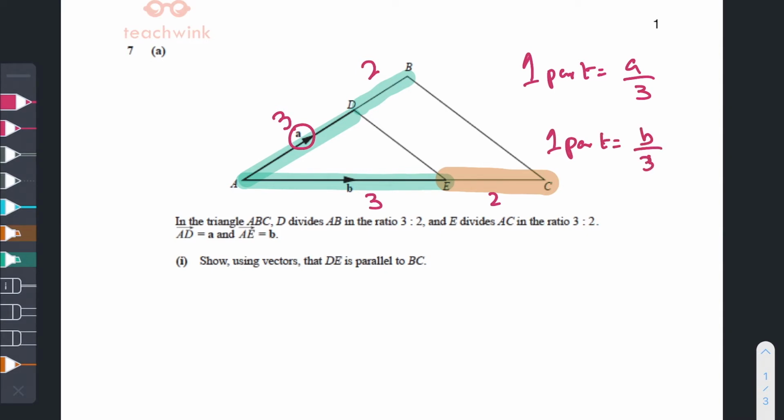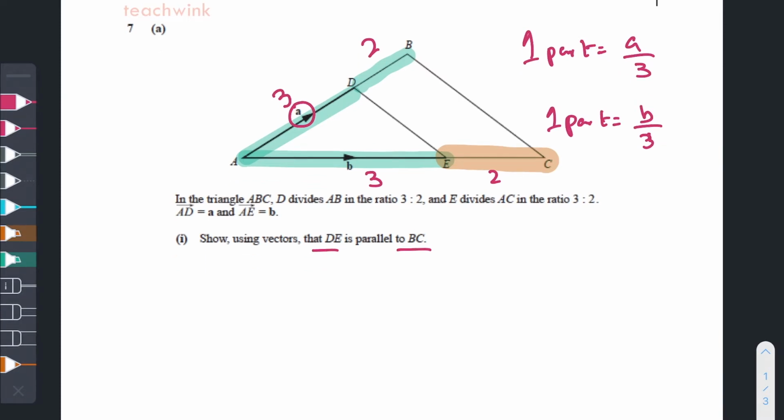Now, the question says show using vectors that DE is parallel to BC. In order to show that, first let's find what DE is. In order to find DE, you go from D to A, that is negative A, and then you go from A to E, which is positive B. Now, let's find BC. In order to find BC, you would need to go from B to A, and then from A to C.